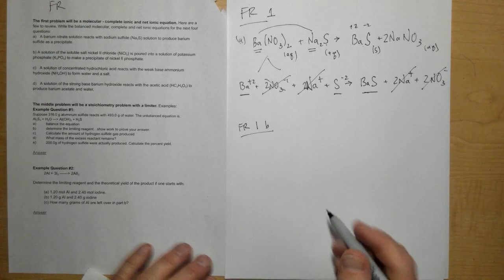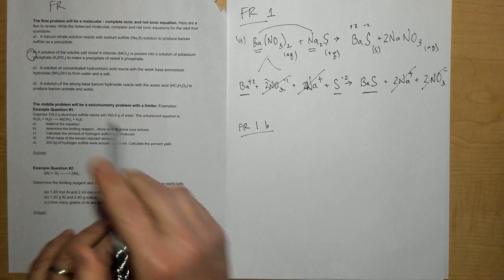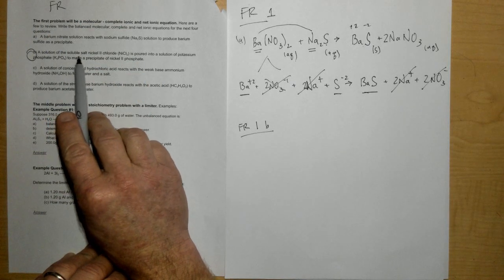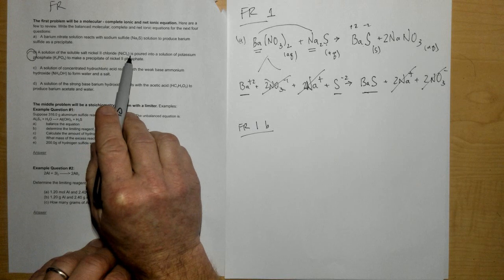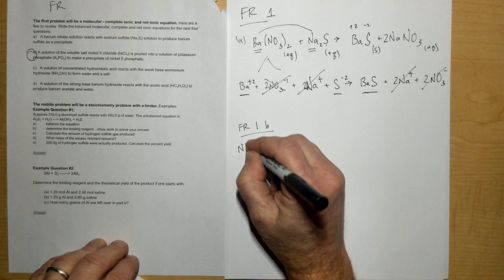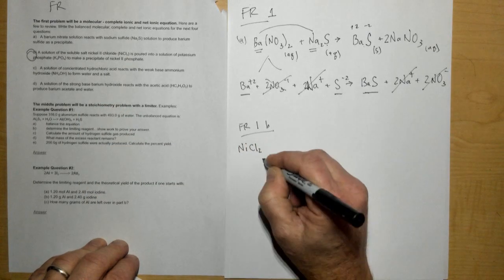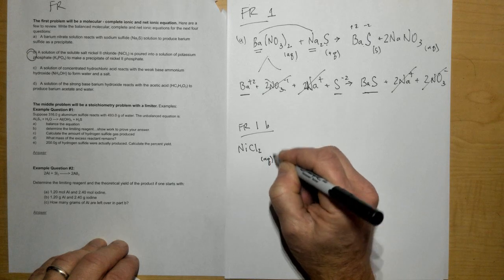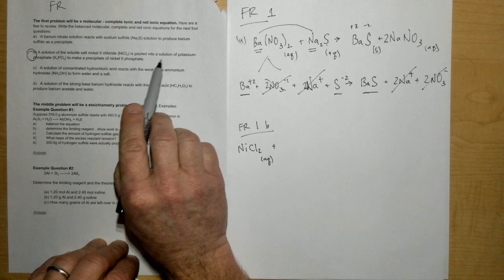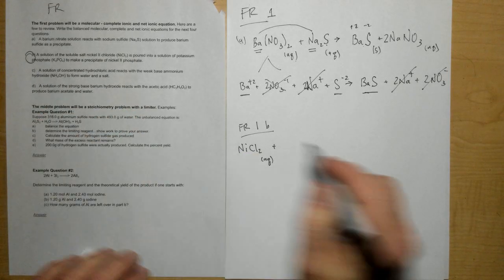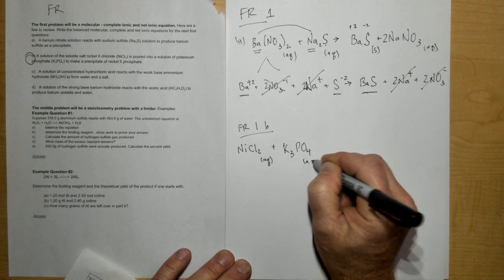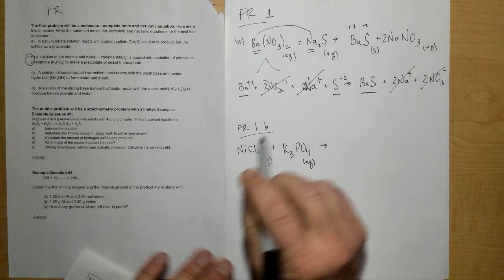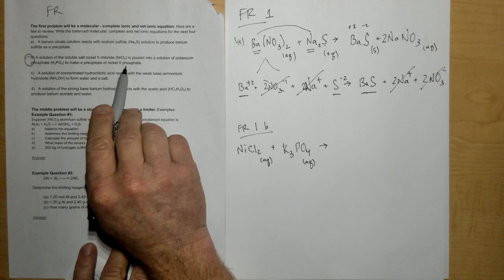Okay, this is for response 1B. It says a solution of the soluble salt nickel 2 chloride, and it gives us the formula, so NiCl2, and it says it's soluble, so I'm going to put aqueous down below, is poured into a solution of potassium phosphate, so it tells us this is a solution as well, so I'm going to put aqueous there, to make a precipitate of nickel 2 phosphate.